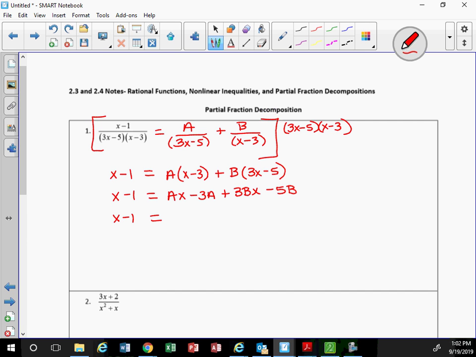All right, I'm going to group together the things that have x's and then the things that don't have x's. You don't have to write this step, but just so you can see where I'm going: ax plus 3bx, and then minus 3a minus 5b.